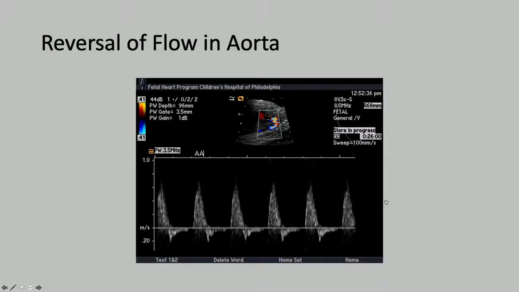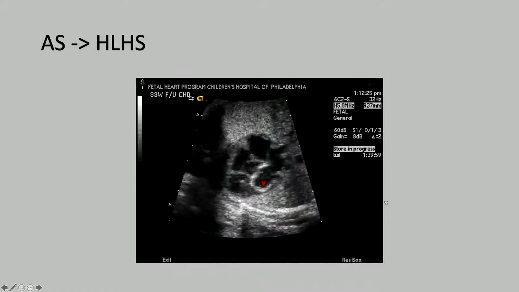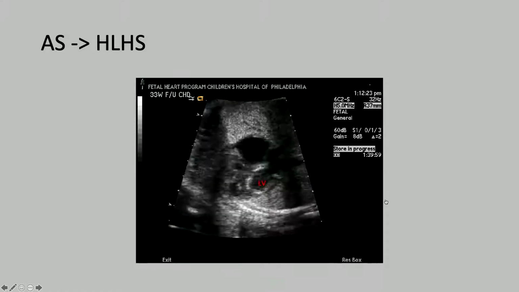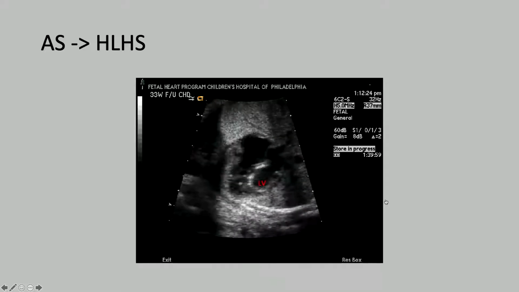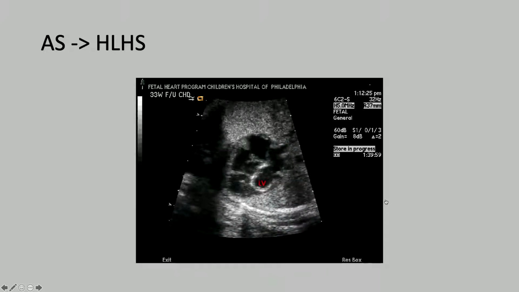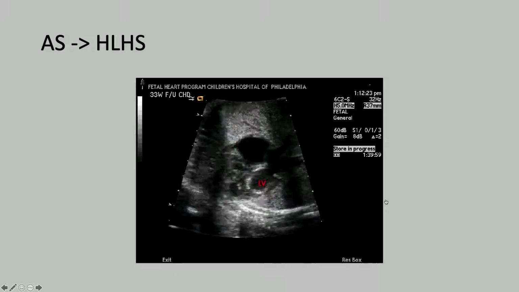We follow this case forward. Here we are at 33 weeks, same patient. Look at this left ventricle. It's the exact same size it was at that 19-week study. What's happened here is the left ventricle has stopped growing. And this is one pathway to get to inadequacy of the left side and hence HLHS.